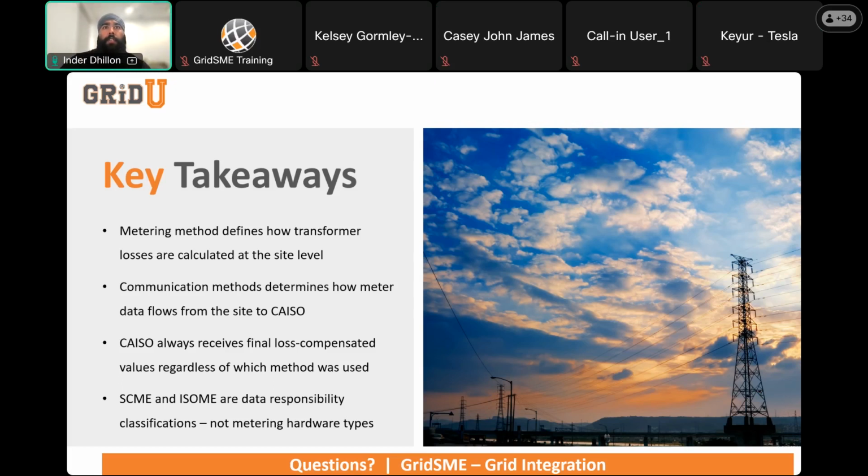The next question: does grid-forming BESS need special metering with specific waveform capturing capabilities?